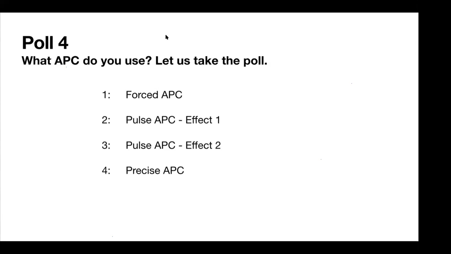So I think what we should say is, you have forced APC, people selected forced APC, effect 1, effect 2, or precise APC. As long as you're able to do the job well and direct the thermal injury to just the mucosa and ablate the vessel and don't go into the muscle, that's good enough. You can, as long as you know what you're doing with the device in your setting.